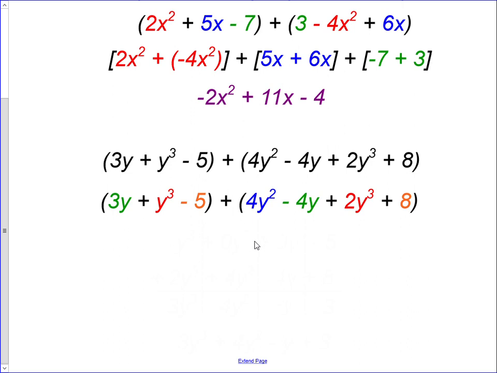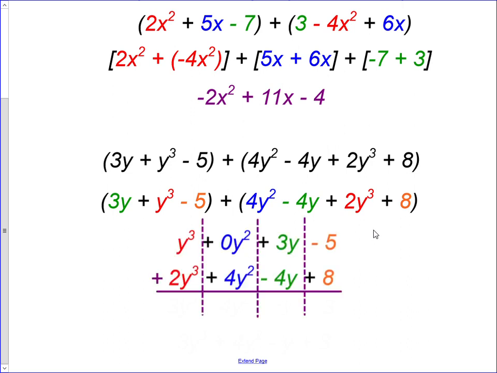Well, our next step is going to be to line them up according to like terms. Basically, we've written them in standard form. On this one, I've had to add a 0y squared because we didn't have a y squared here. So now we're just going to add, combine these.